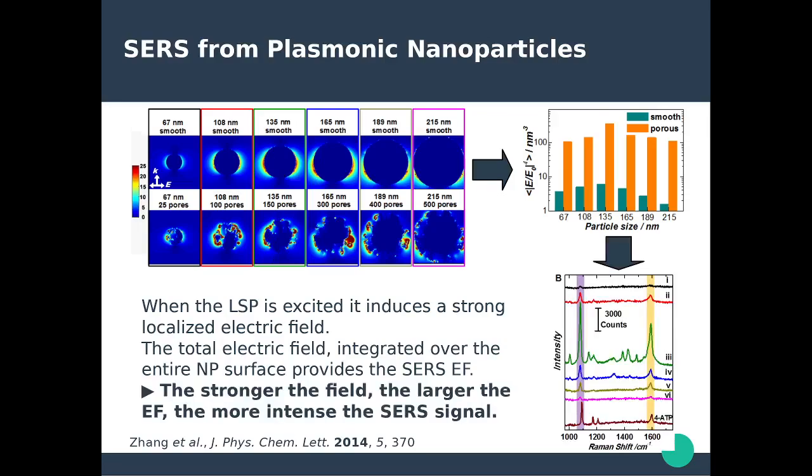And this can actually be observed experimentally. So experimentally, you can perform TERS experiments with different nanoparticles, different sizes, or different types of morphologies, and you realize that if they're highly porous, they provide very strong enhancement of the Raman signal, as opposed to very smooth nanoparticles like we have here in black. So the stronger the field, the larger the enhancement factor, the more intense the TERS signal.